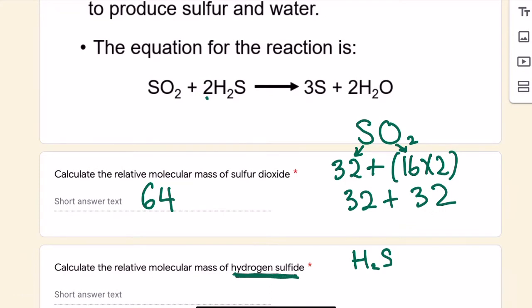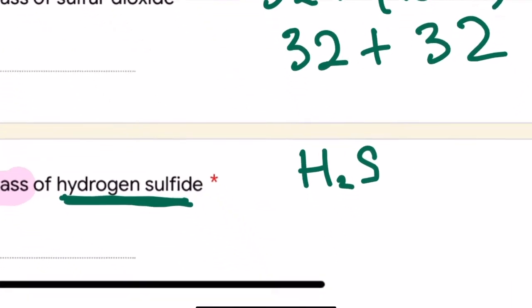Remember when I asked you to write the formula for this hydrogen sulfide, do you remember any number in front? No, right? So please do not put the number and include it in the calculation. You only focus on the formula when the question is asking for relative molecular mass. Okay, focus on the formula only.